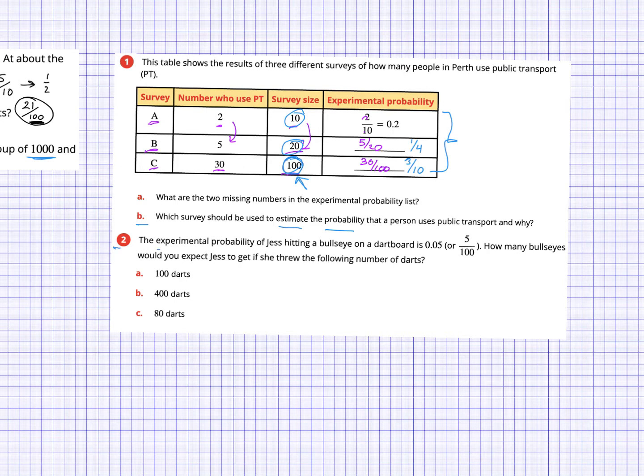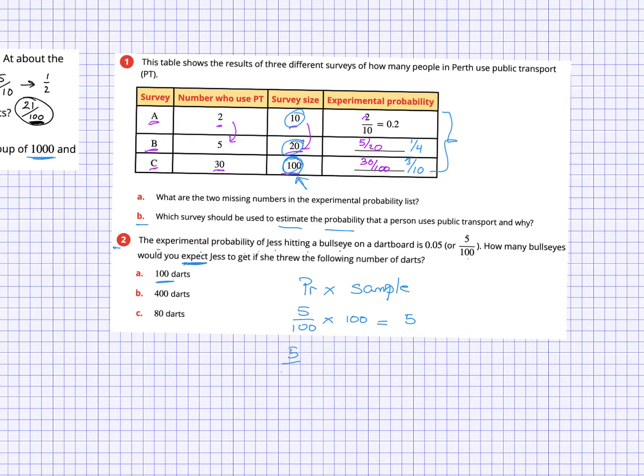Question 2, the experimental probability of Jess hitting a bullseye is 5 in 100. How many bullseyes would you expect Jess to get if she threw the following number of darts? So here's that word expect, the expected value. So we remember that expected value was PR times the sample size. All right, so we know that the PR is 5 in 100. She's going to throw 100 darts. So if her chances are 5 in 100 and she throws 100, her expected outcome should be 5 bullseyes.